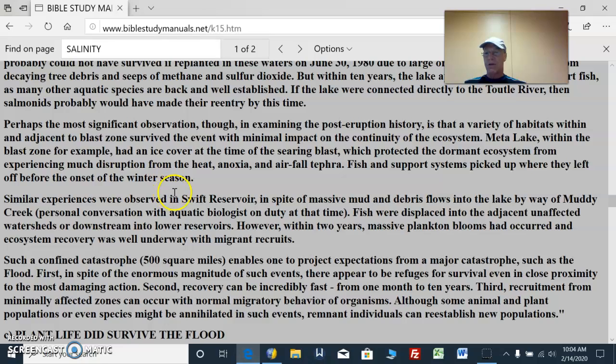Similar experiences were observed in Swift Reservoir, in spite of massive mud and debris flows into the lake by way of Muddy Creek. Personal conversation with the aquatic biologist on duty at that time was the source of information on that. Fish were displaced into the adjacent unaffected watersheds or downstream into lower reservoirs. However, within 2 years, massive plankton blooms had occurred, and ecosystem recovery was well underway with migrant recruits.